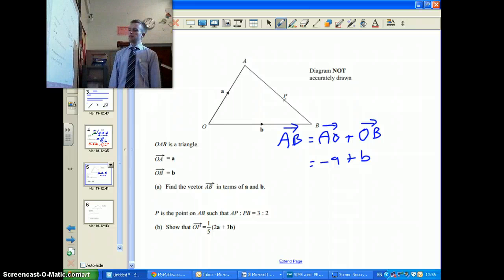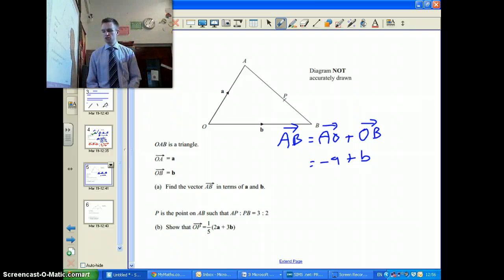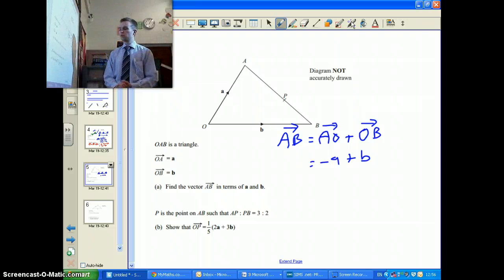Okay. Next up, I've got P as the point on AB, such that AP to PB is 3 to 2. So you've got to kind of review ratios. If you don't know ratios, make sure you go and have a look at these. First thing I want to do is look at what fraction I've got here. All right. So I know that this length here from A to P is the 3 bit, and this bit here from P to B is the 2 bit.